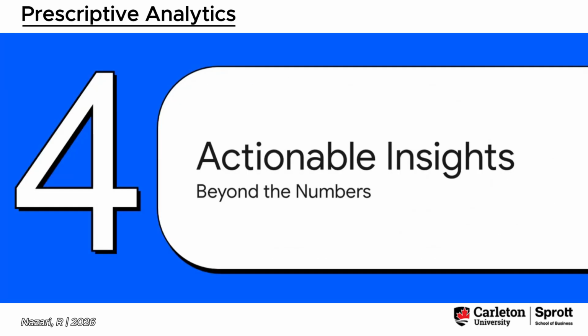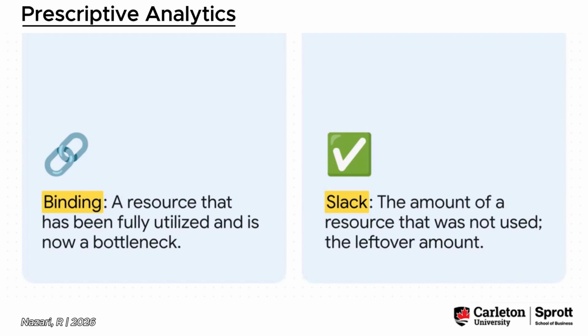But listen, the optimal numbers, they're just the beginning. The real power of Solver comes from what you learn from the solution. It actually generates reports that give you deep, actionable insights that can guide your whole business strategy. Now, to understand these reports, we just need two quick bits of terminology. A binding constraint is a resource that we've used up completely. It's our bottleneck. And slack is the opposite. It's just the amount of a resource we have left over.